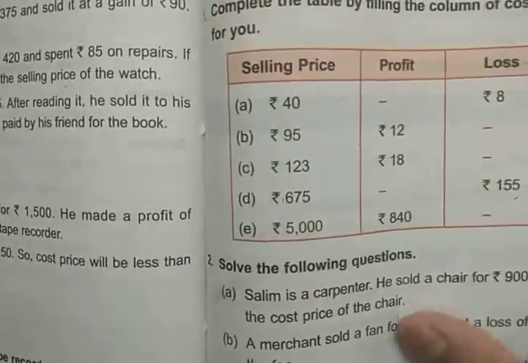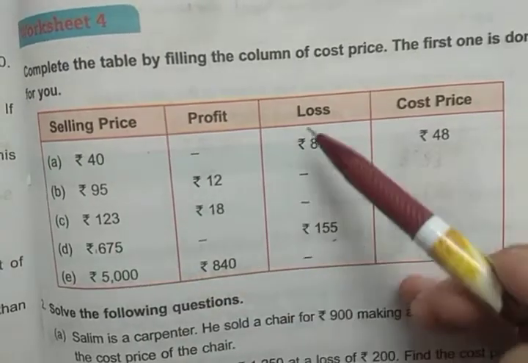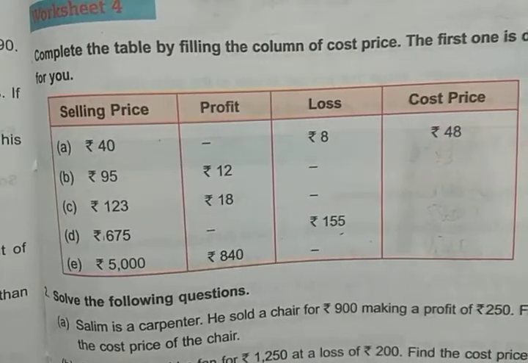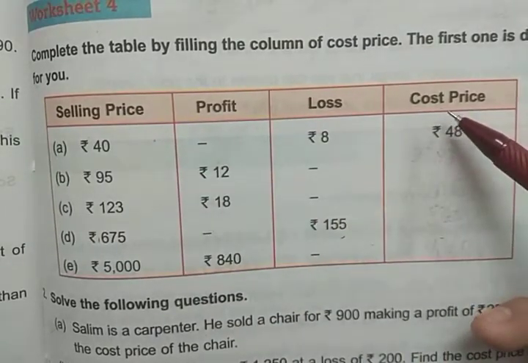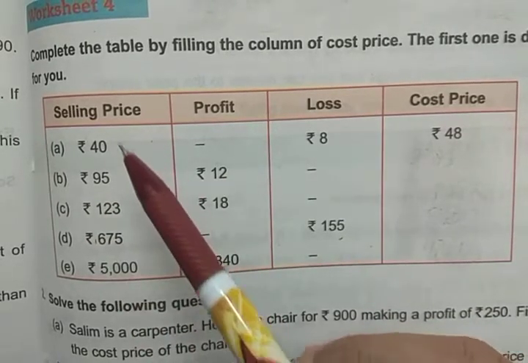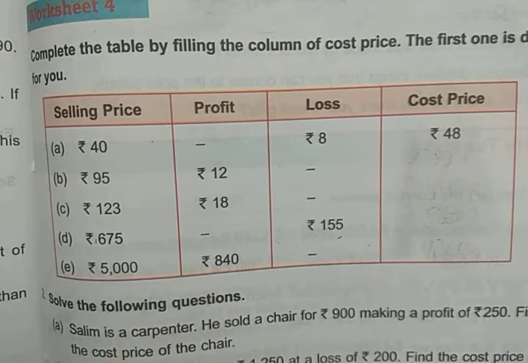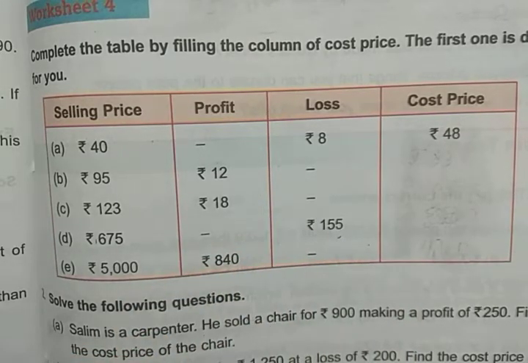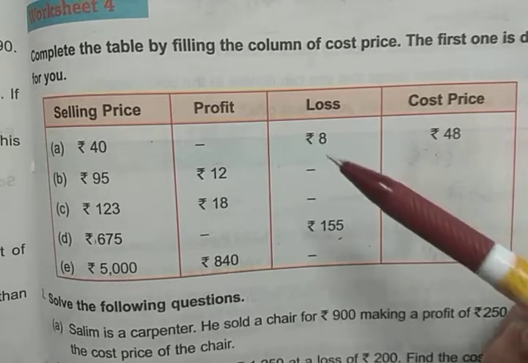Here again we have a table in worksheet number 4 in which the selling price is given, profit and loss are given, and we have to find out the cost price. In worksheet number 3, the cost price, profit and loss were given and we had to find out the selling price. Here the case is a bit opposite: the selling price is given and we have to find out the cost price. So the formulas have changed a little. There, when finding the selling price, we add in case of profit and subtract in case of loss. Here it is the opposite: to find the cost price we subtract profit and add loss.